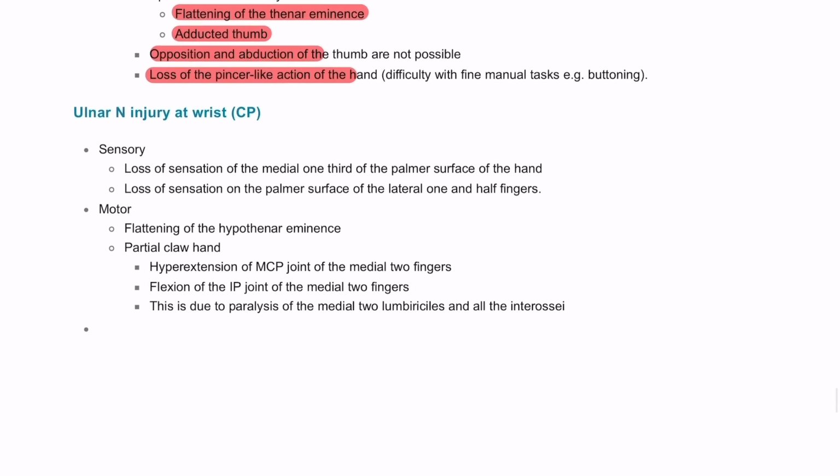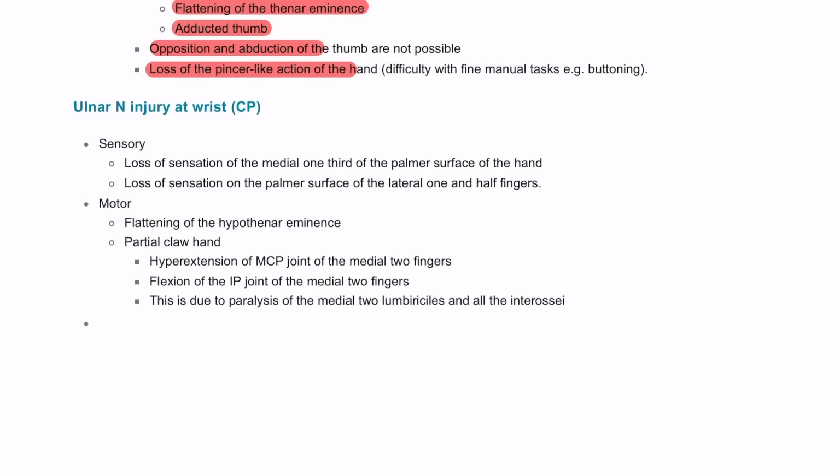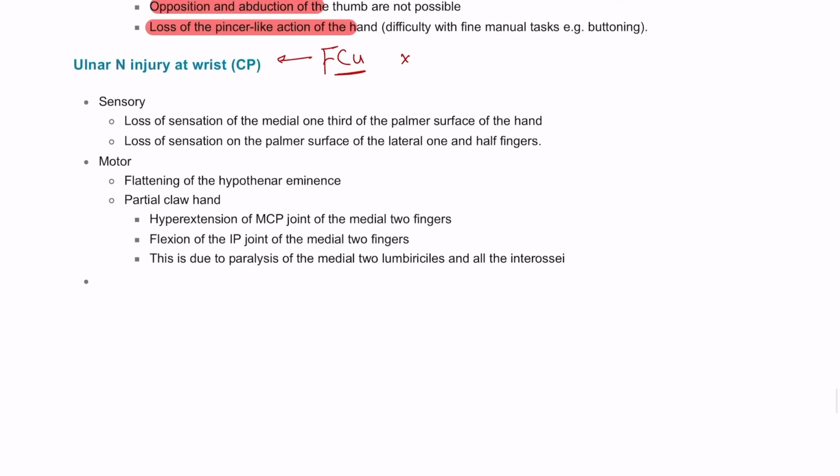Well, the ulnar nerve injury, clinical picture. Again, you always start with sensory and motor. Sensory, the sensation on the palmar surface of the medial third and the medial 1.5 fingers will be lost. And motor, remember the ulnar nerve supplies two muscles in the forearm, and this is flexor carpi ulnaris. That will be lost. So again, you will have a little bit of weak wrist flexion and radial deviation.